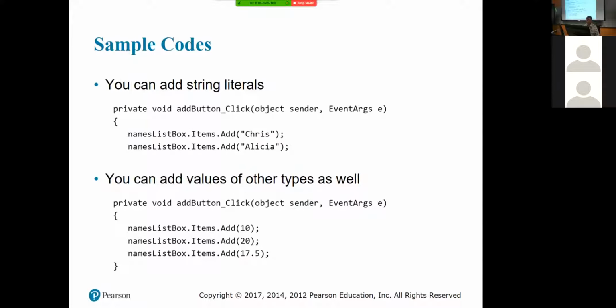Okay, so here's some sample code. This code is singular. You can add string literals. Here, this is a names list box, and you're adding the name Chris to it as the first one, and the name Alicia as the second one. This is obviously some sort of button where you click on the button and it adds these two names. There should be a squiggly here. You can also add these other types as well, and I'm quite sure it implicitly converts to a string. Yeah, it has to implicitly convert to a string.